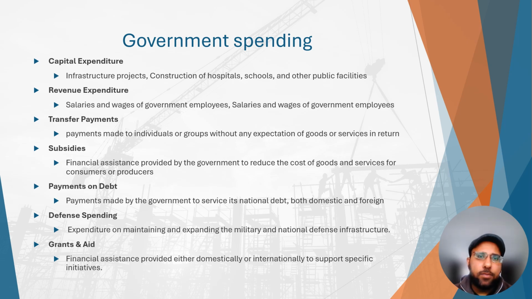Finally, grants and aid, financial assistance provided. It can be domestic or international, so the government can choose to pump money back into its own people, or it can be offering international aid. International aid always tends to revolve around developing countries, making sure that the government is helping them out year after year. Again, a very contentious area of spending.